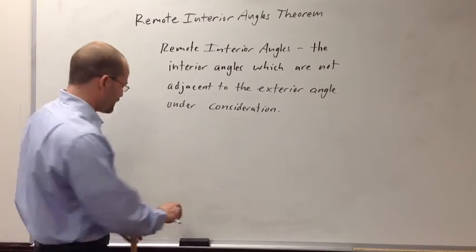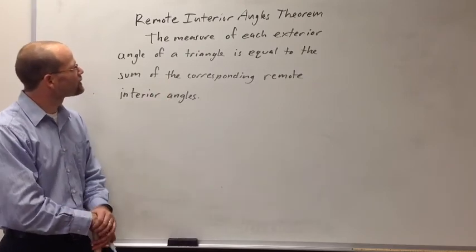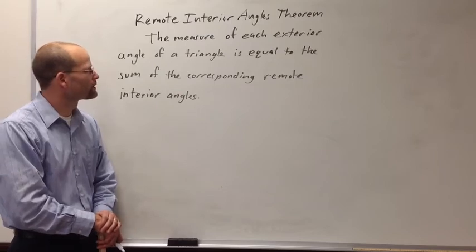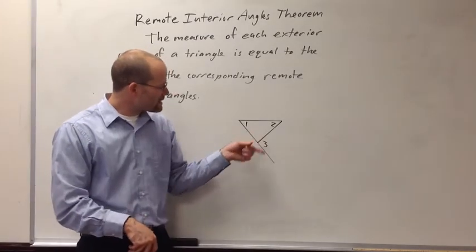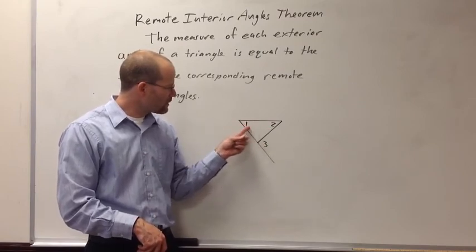All right, let's talk about the theorem. Remote interior angles theorem says, the measure of each exterior angle of a triangle is equal to the sum of the corresponding remote interior angles. What that means is that in this instance here, we have a triangle, we have an exterior angle, and we've identified the two remote interior angles.